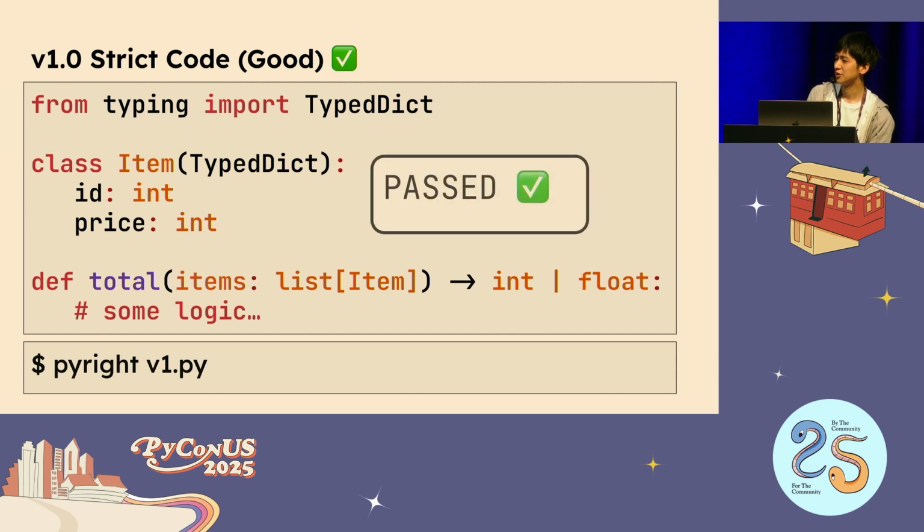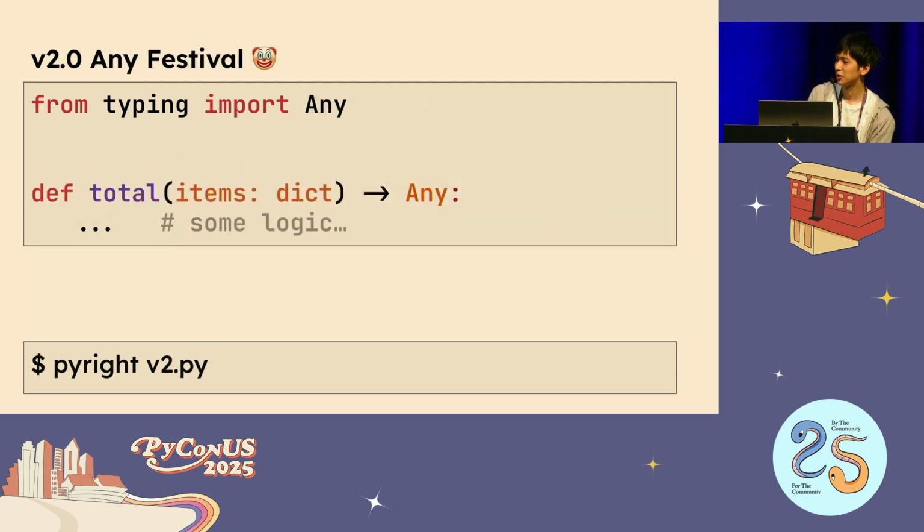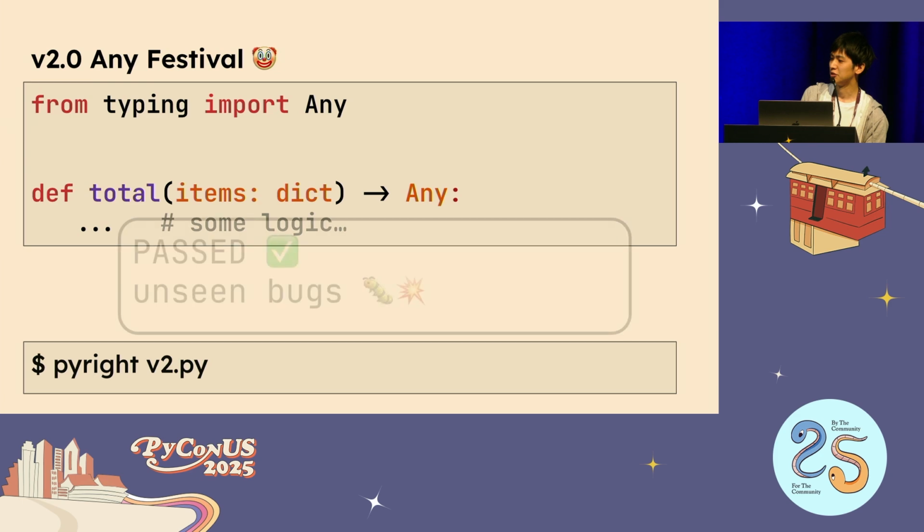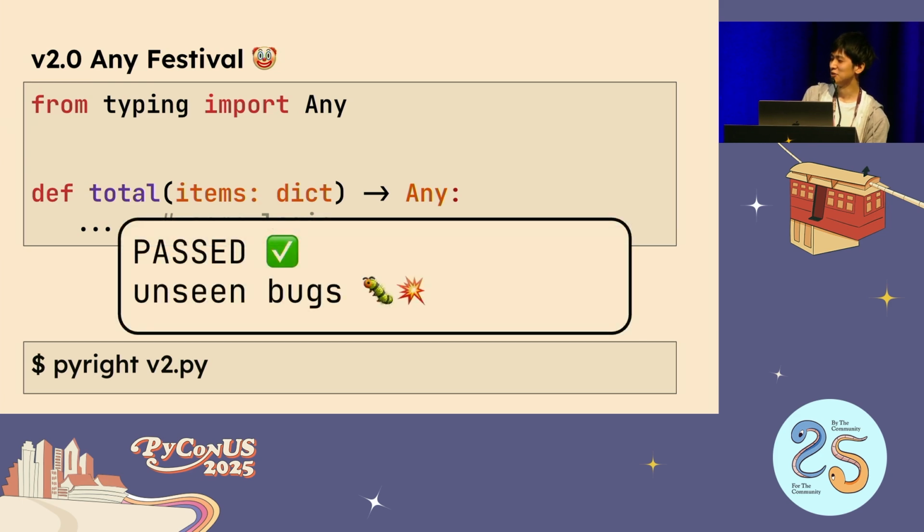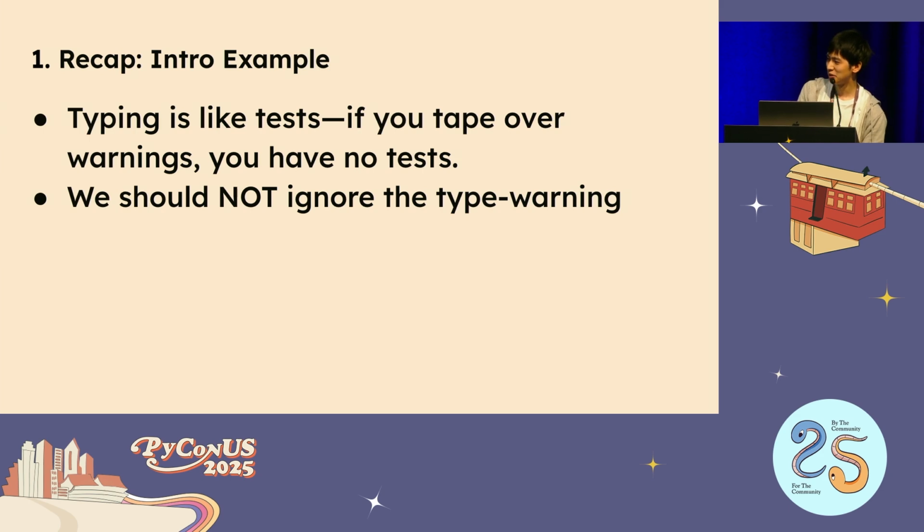Pyright passes. It's good. After that, we use Any and change typing.Dict to the standard dict. Okay, it passes too, but with unseen bugs. Not good. So, recap: typing is like a test. If you tape over the warning, you have no test.